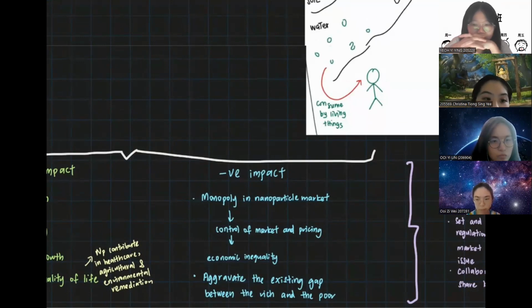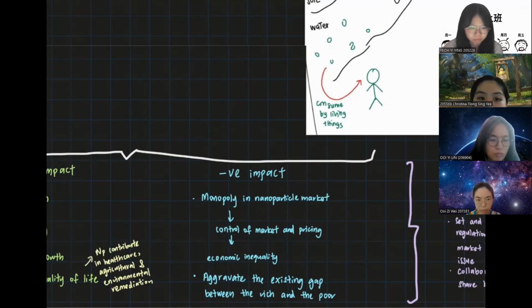To address these issues, a comprehensive regulatory framework is essential. This framework should cover the safety standards for nanoparticle production, proper disposal of products containing nanoparticles, and also prevention of market dominance. Establishing such measures at the administrative level is crucial to ensure the responsible and safe use of nanotechnology. So this is all from me.